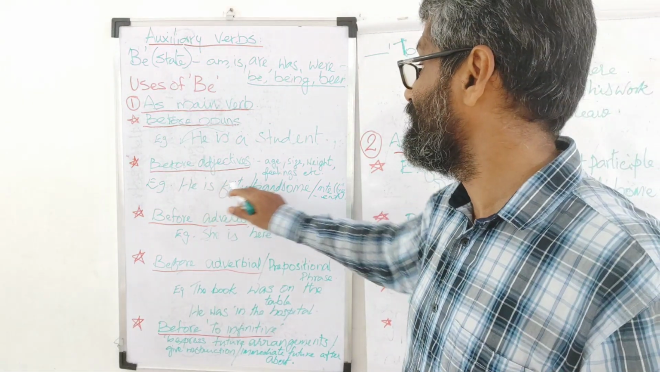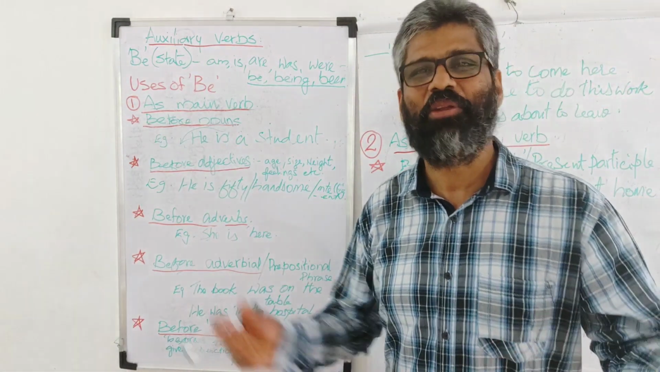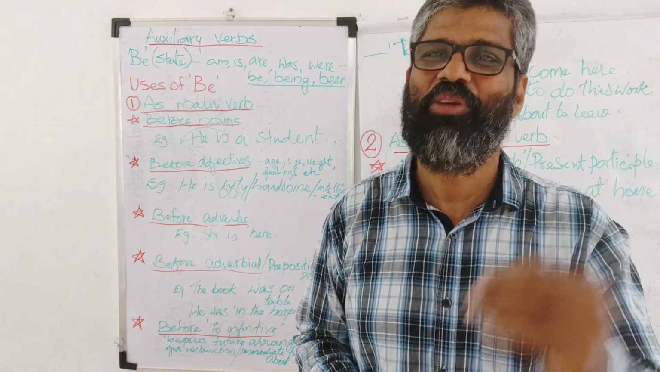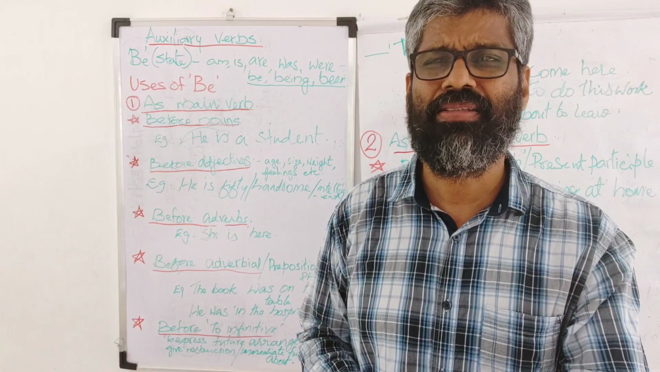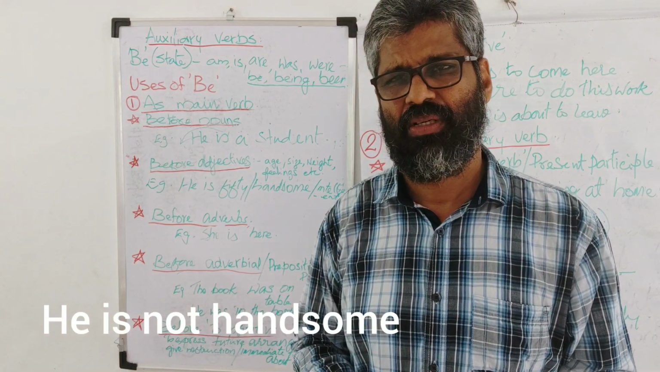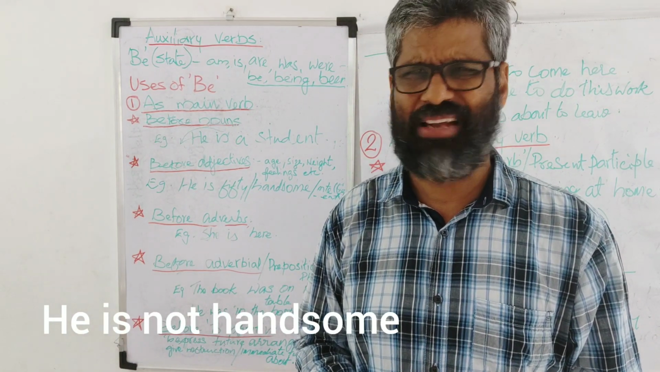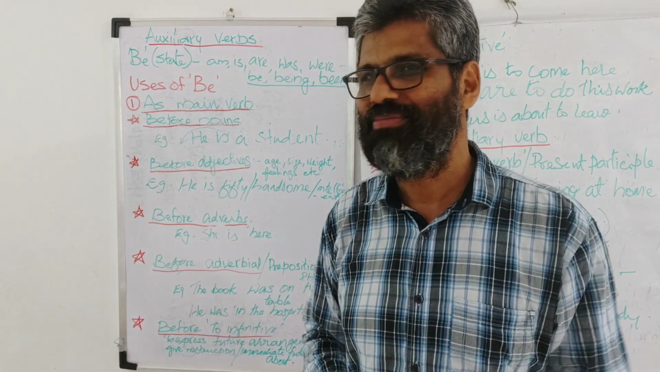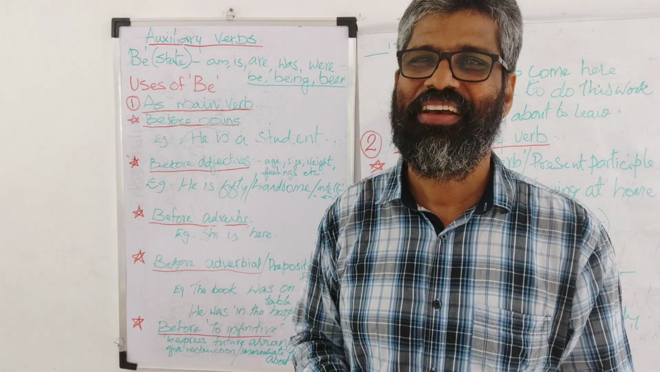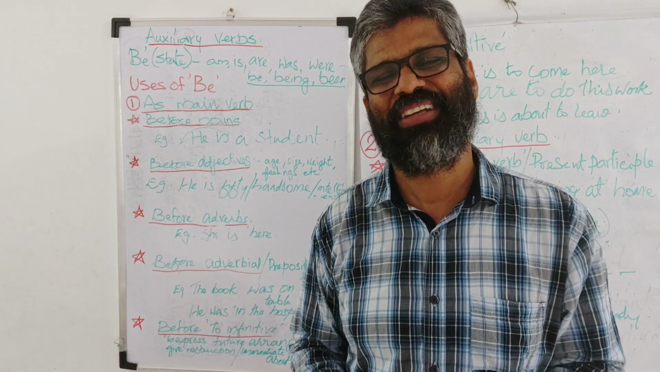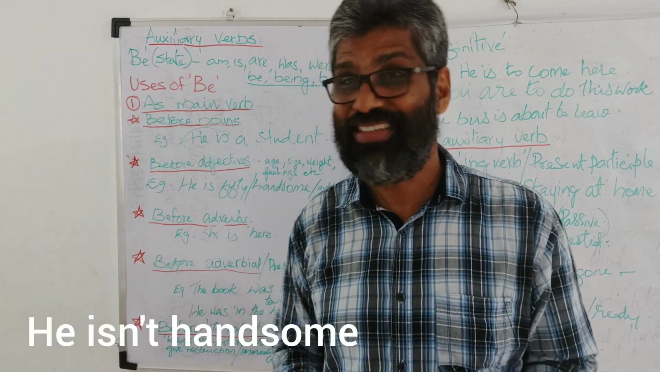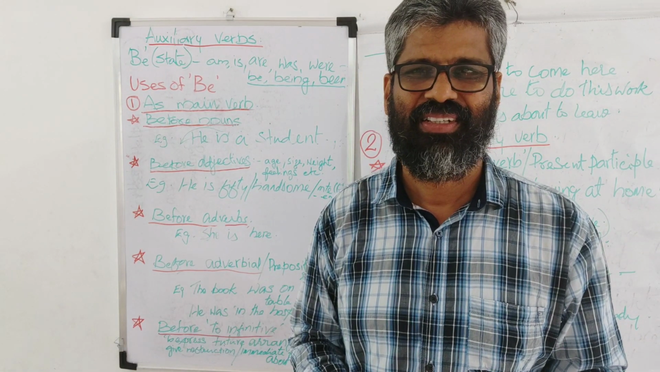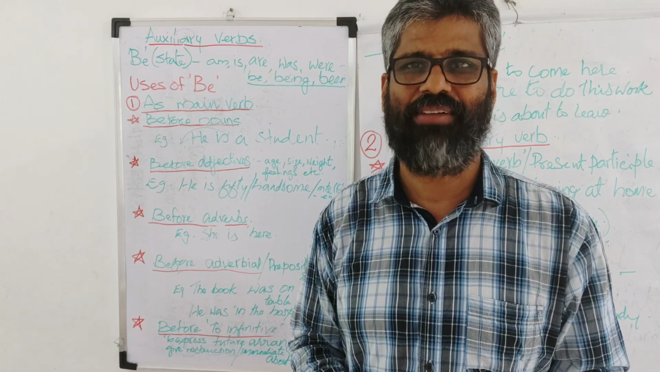Now, you have an example here. Let's take he is handsome. Let it be a handsome person. He is handsome. How can you make negative of this? He is not handsome. You have a different opinion. You say, he is not handsome. It is your view. And then you can contract it. How can you shorten it? He isn't handsome. In spoken language you say, he isn't handsome.